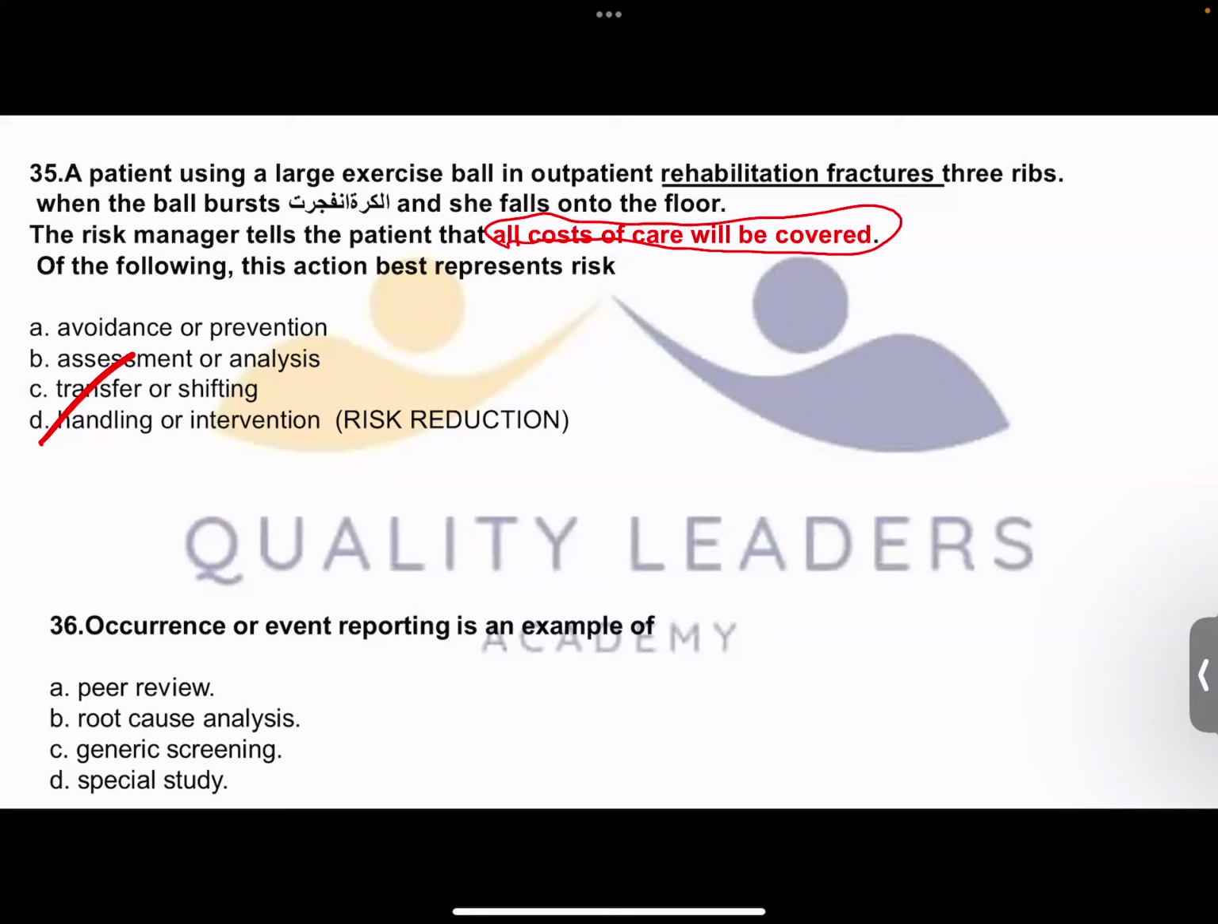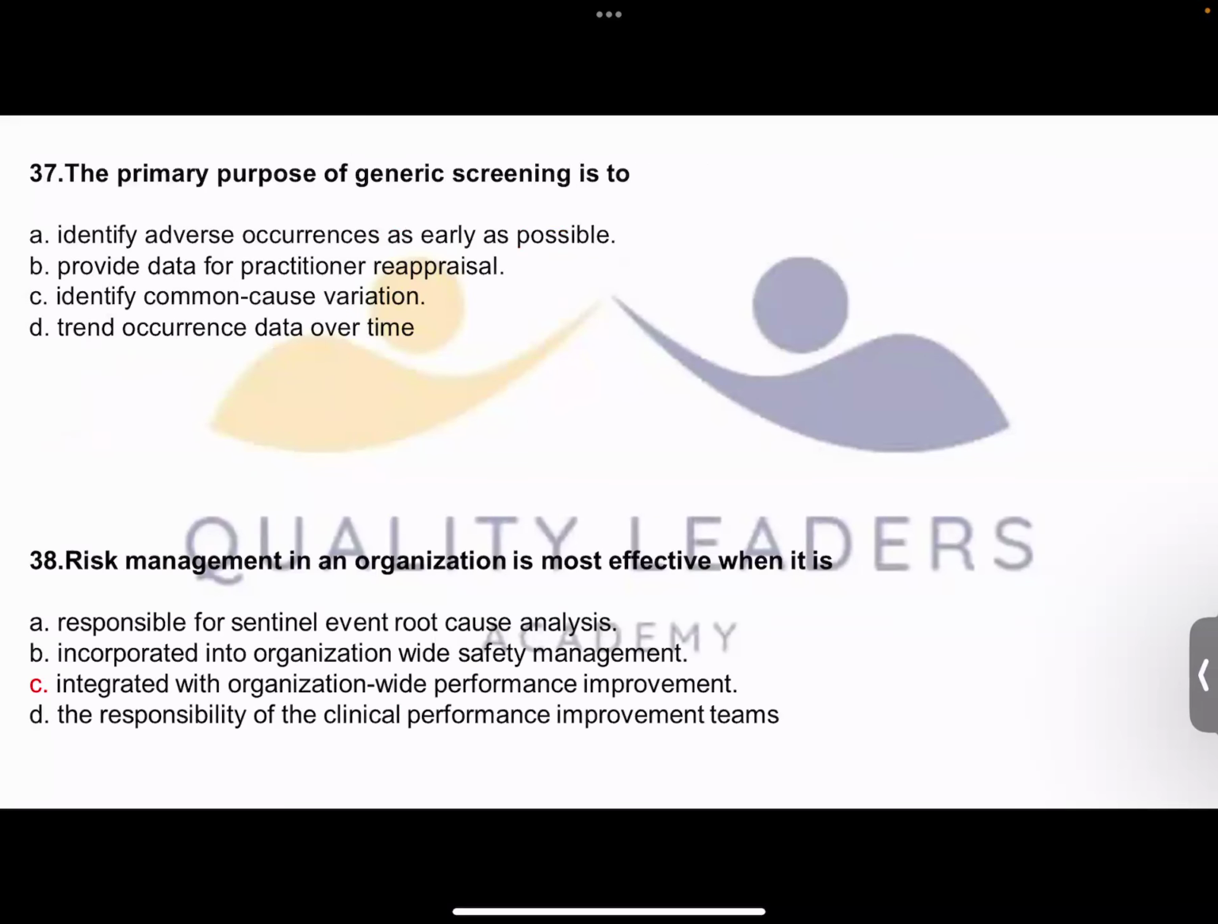Why not peer review? Because this involves evaluating the performance or decisions of healthcare professionals, typically by their colleagues. Letter B, root cause analysis, is a reactive investigation conducted after a significant adverse event to identify underlying causes. Why not letter D, special study? Because studies are targeted analyses focused on specific issues, often designed to test hypotheses or evaluate outcomes. So the answer for number 36 is letter C, generic screening.